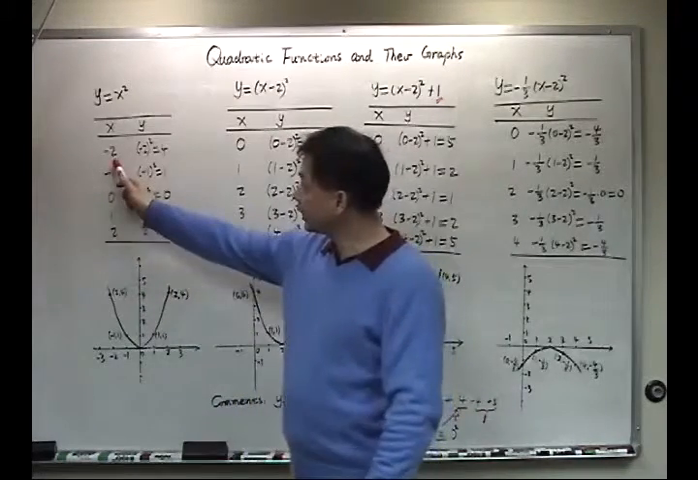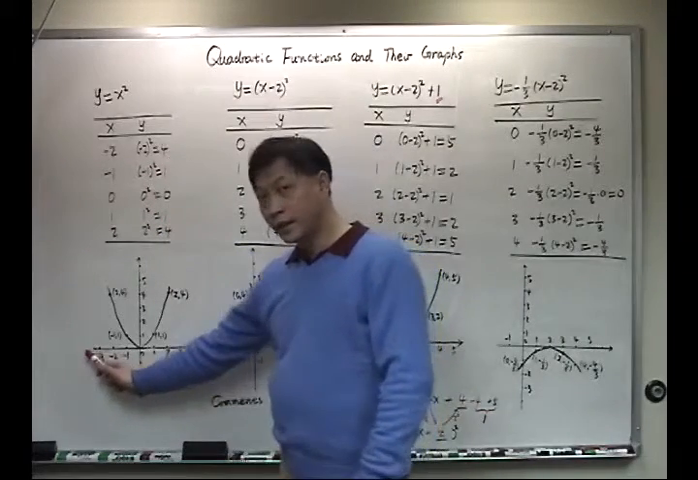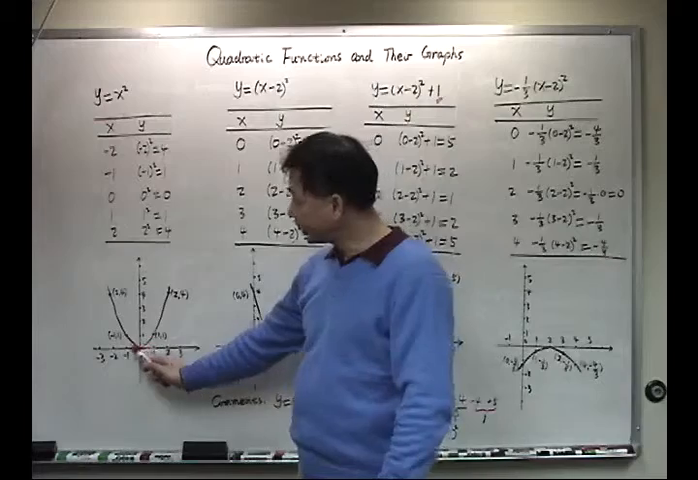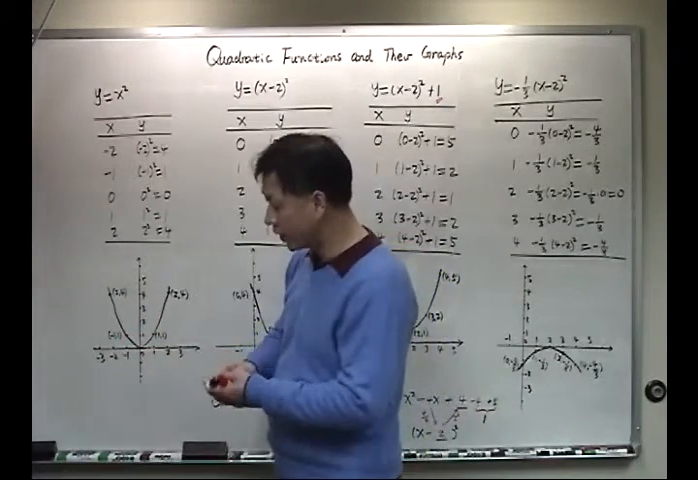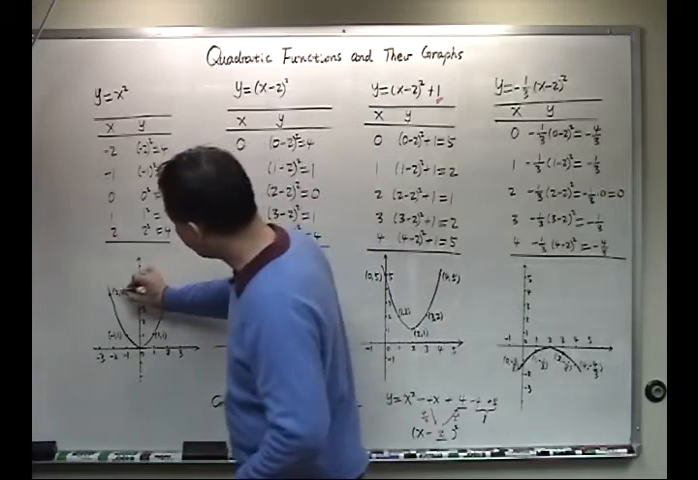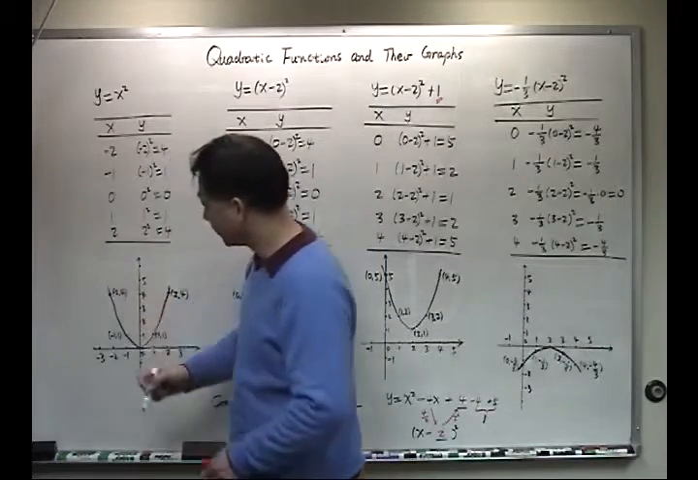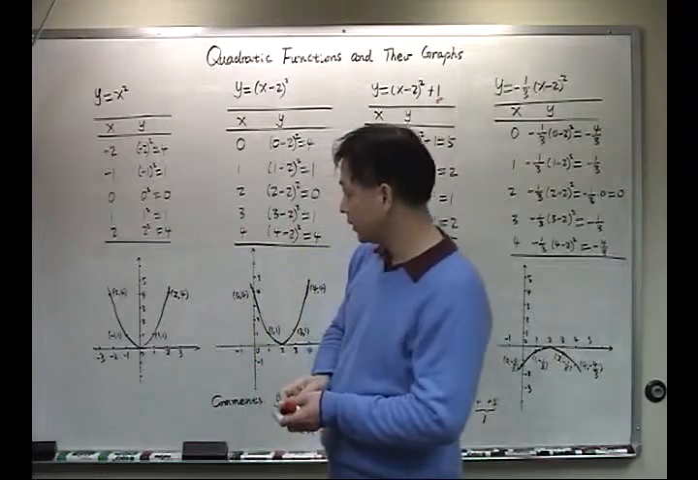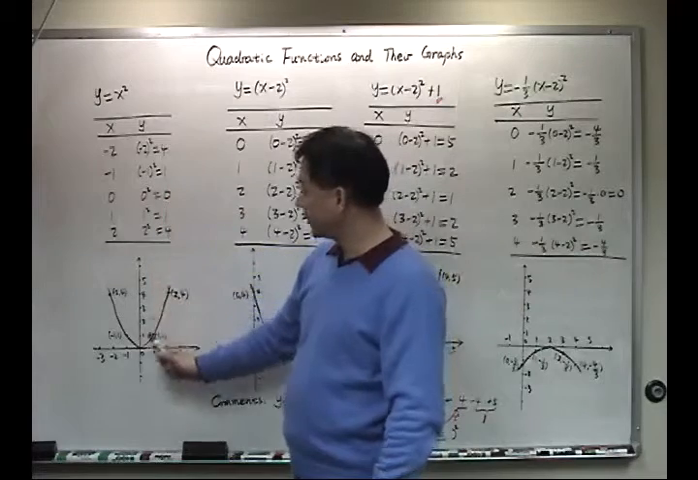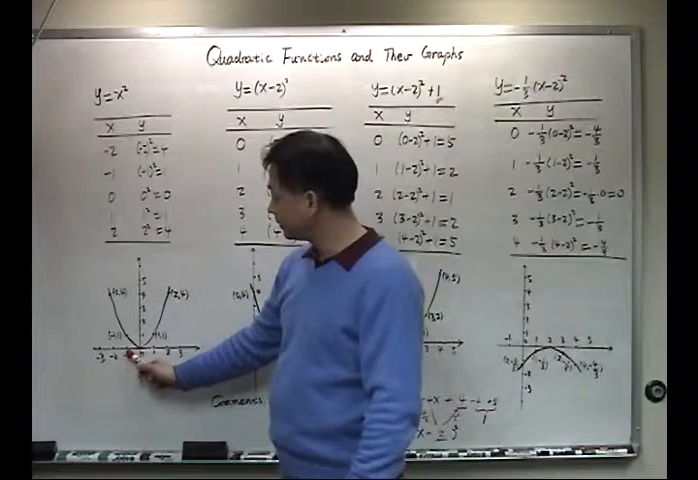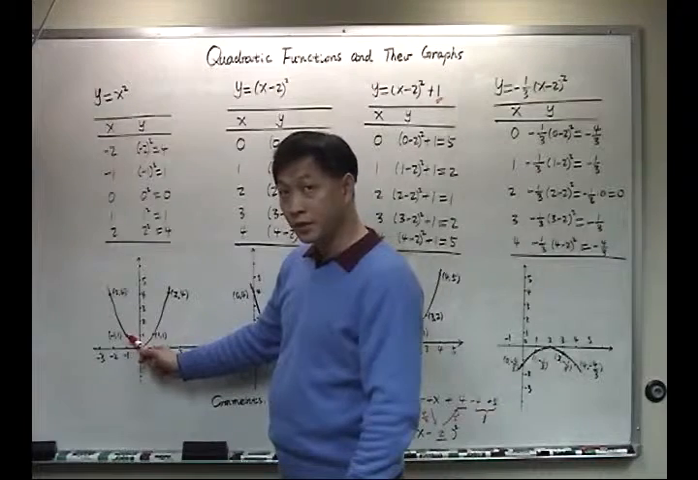X equals negative 2, y is 4. Horizontal line is the x-axis. X is negative 2, y is 4. So here we then have negative 2, positive 4. Now, negative 1, 1. X is negative 1, y is 1. So this is another point, the second point.